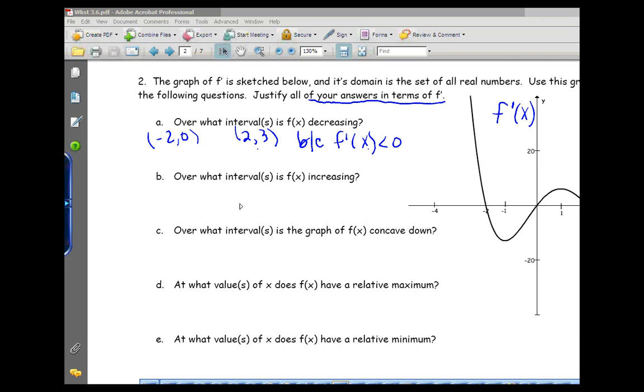All right, over what intervals is f of x increasing? What do I need to be looking for in f prime? Where it's positive. Good, where f prime is positive. So from negative infinity to negative 2, and from 0 to 2, and from 3 to infinity. Because f prime of x is greater than 0.